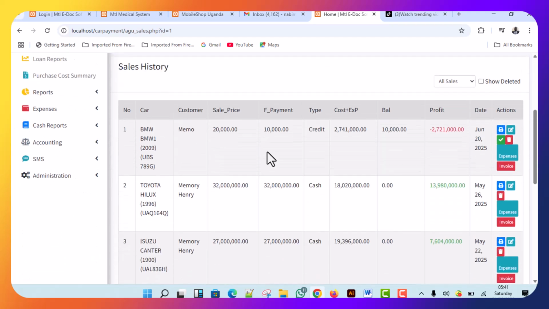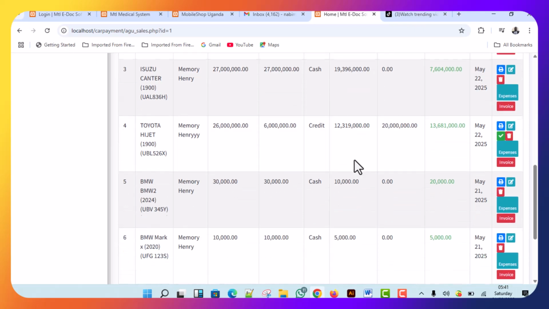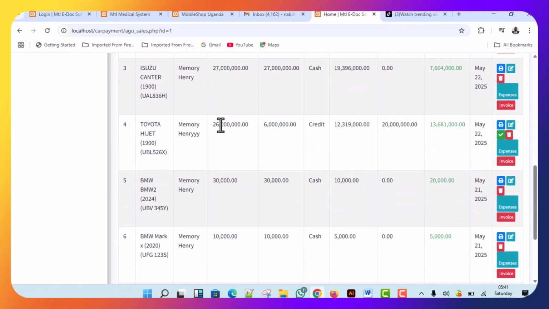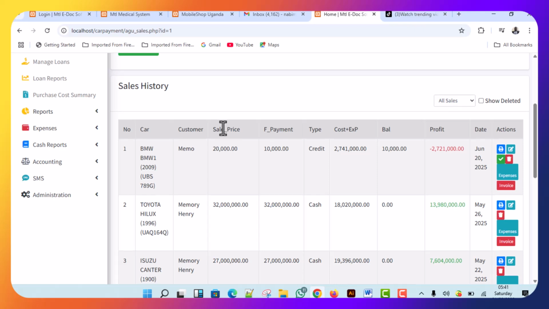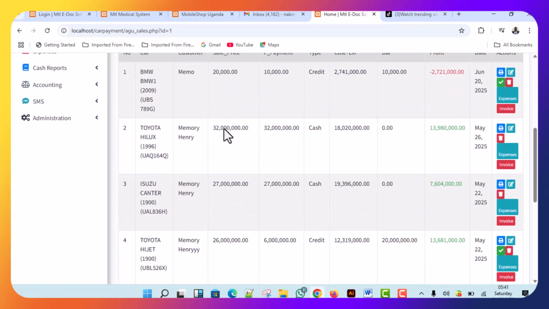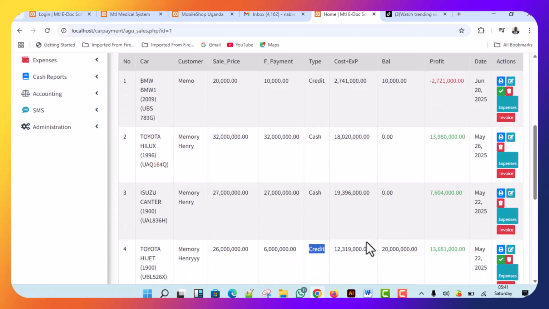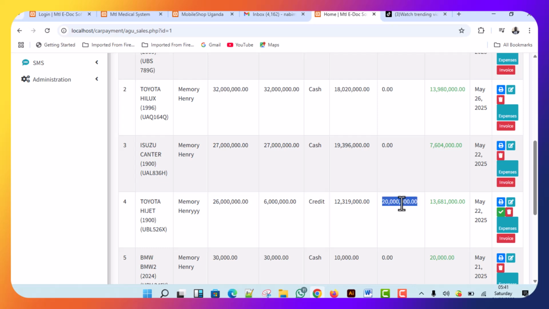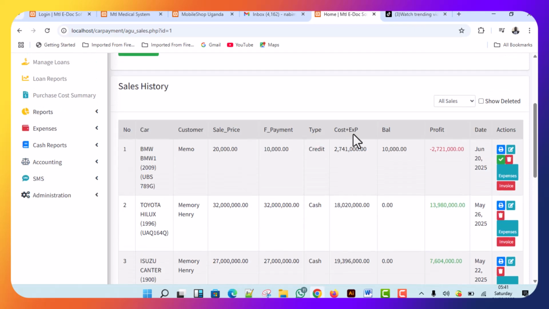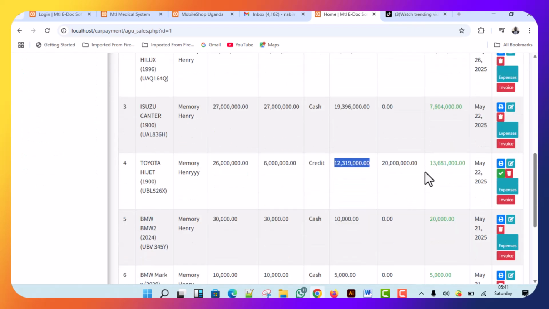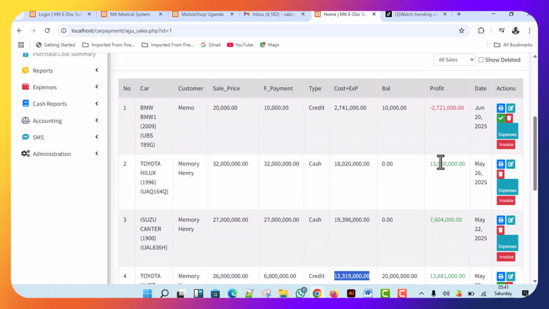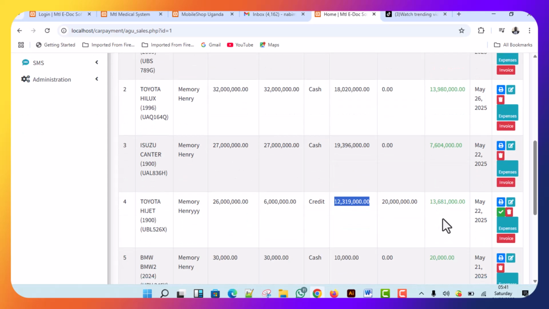Yeah, so these are the records that we have already. So let's say this car was bought at 26. It is sold at 26. The first payment was 6 million. This is create sale. Then this is 20 million as the balance. This is the total cost plus expenses that you have incurred on the car. Yeah, so this is the balance. So the profit that you expect, that is if the car is completely paid.